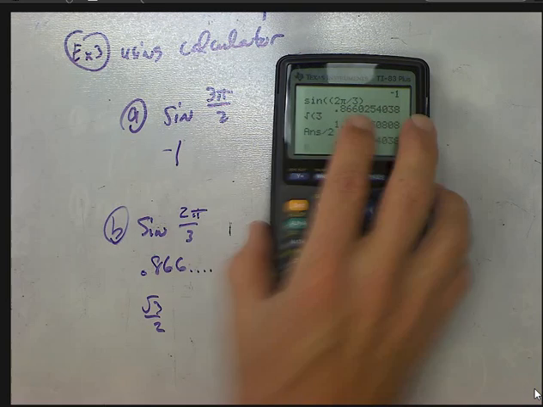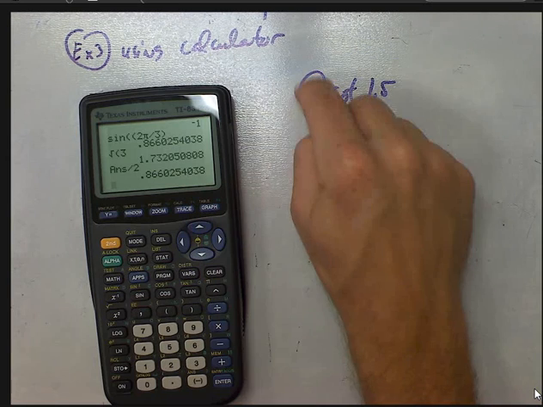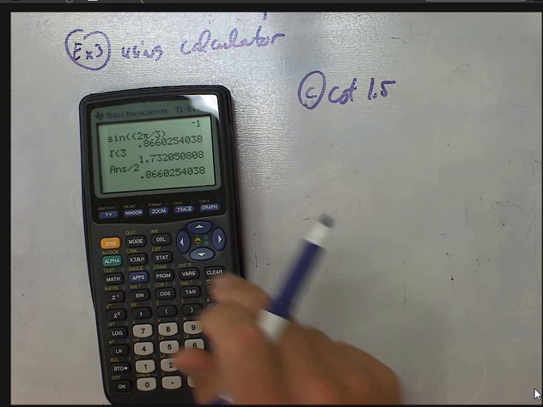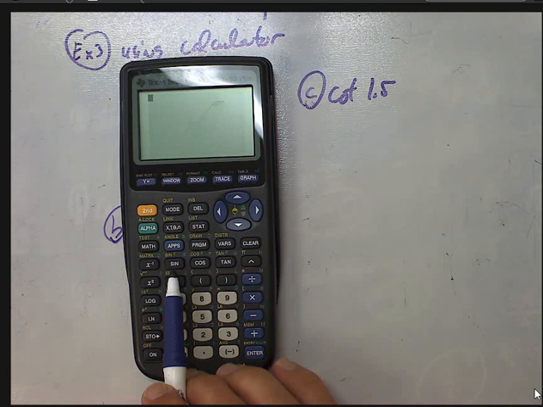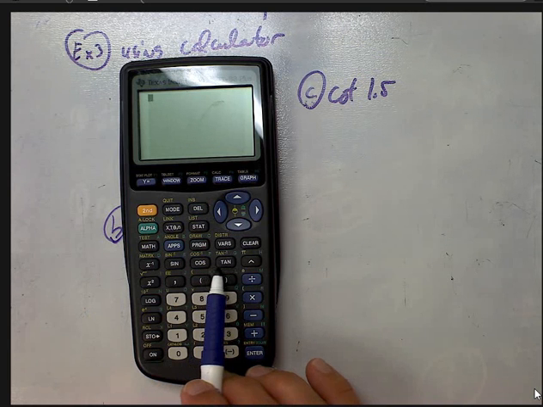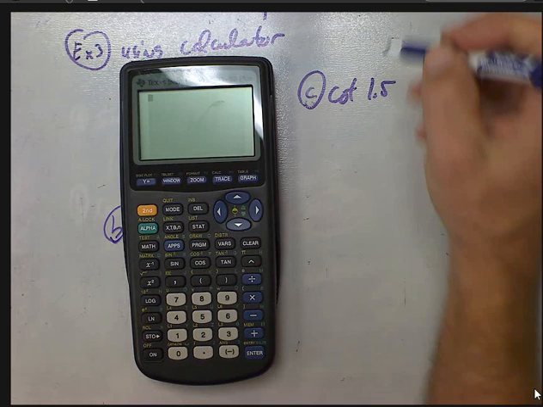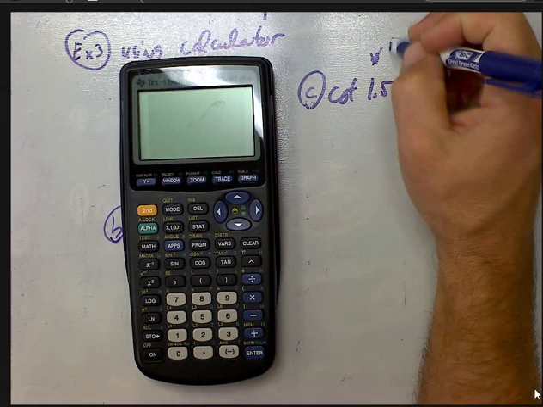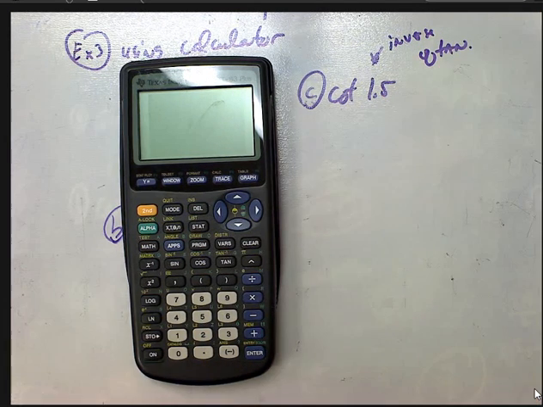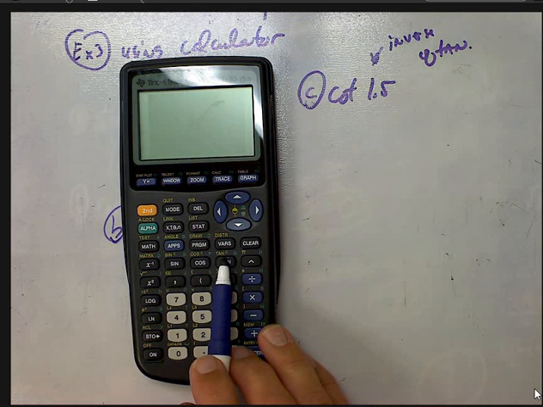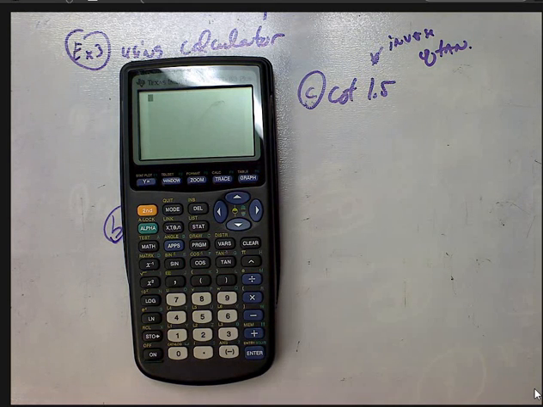Come over here. We'll call this example C, cotangent of 1.5. You'll notice that there is no cotangent button at all on any of these things. But we know cotangent is the same thing as the inverse of tangent. That does not mean tangent -1. That is not the same thing. This is what you have to do to find the cotangent of 1.5.